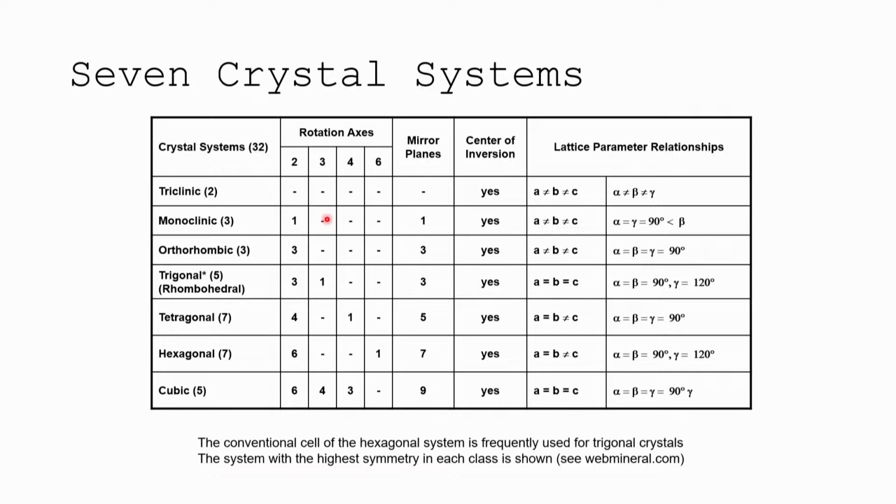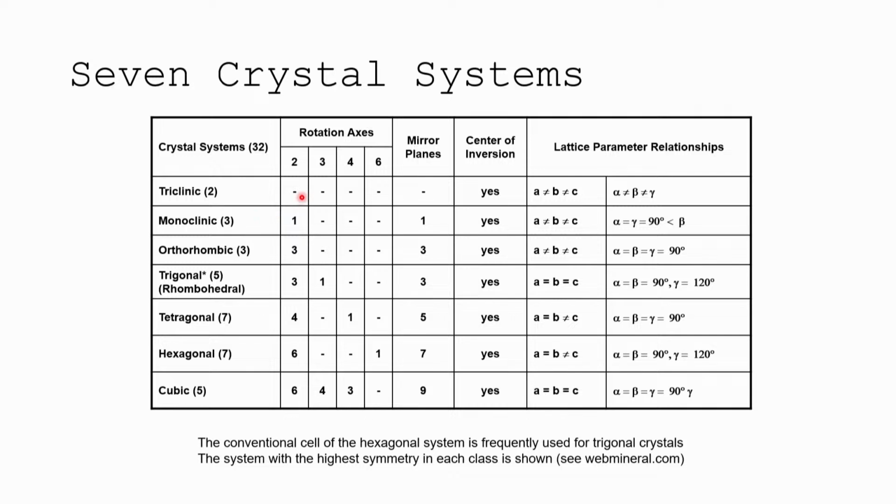These rotation axes, what we're talking about with these is how many axes there are that you can rotate 2 pi divided by 2, 180 degrees, or pi, and get a crystal that looks exactly the same as it did before I rotated it. So when we start talking about symmetry, this is what we're talking about.